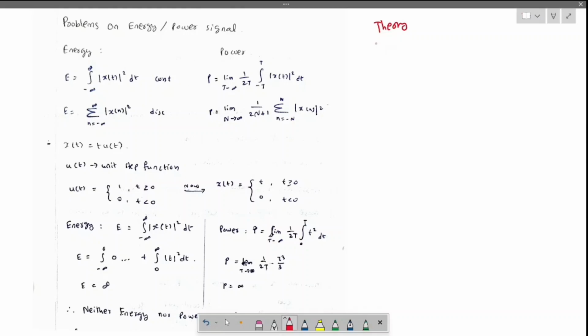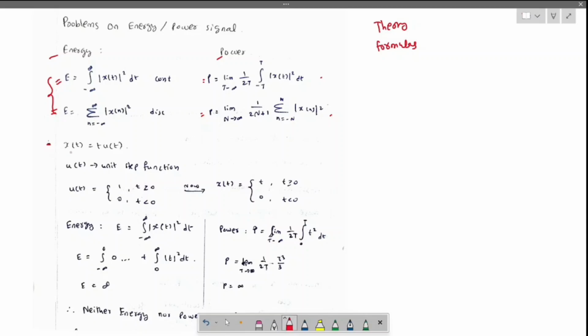Now let us go for the formulas of energy signal and power signal. You can take down these formulas. This is for continuous time signal, this is for discrete time signal. In the same way for the power signal, this is for continuous and discrete. Note down these formulas. Now let us look into the problems.